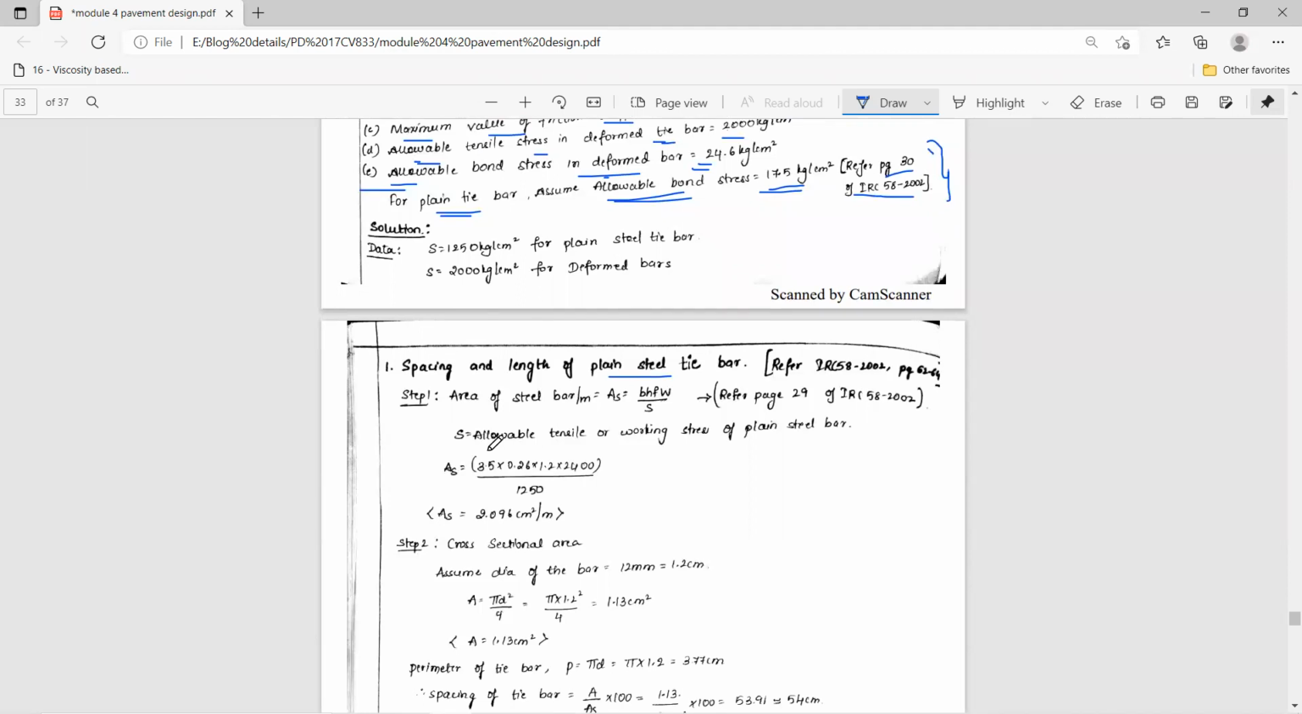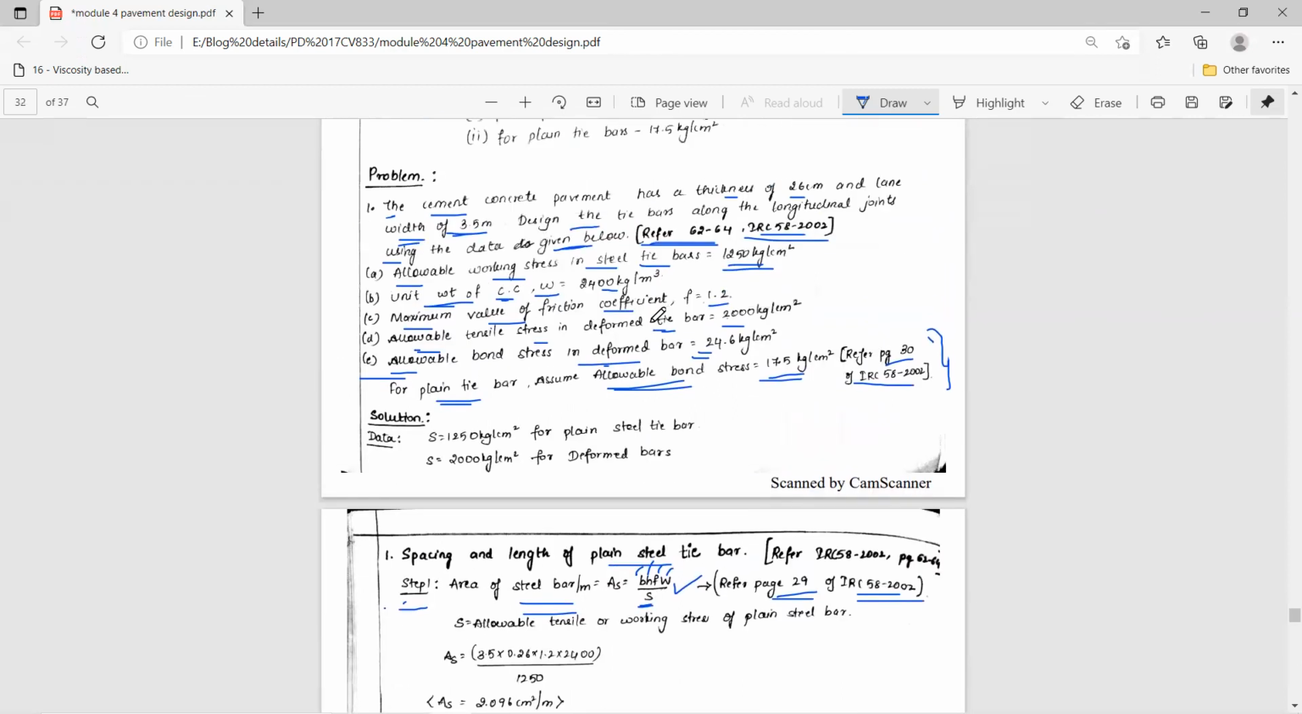So we will go step by step. Step number one, we have to calculate area of the steel bar. In terms of meter, you need to calculate. The formula is B into H into F into W divided by S. You can refer page number 29 in IRC 58 2002. Here B stands for lane width, H stands for thickness of the pavement, F stands for friction value, W stands for unit weight of the concrete, and S stands for allowable working stress in steel.